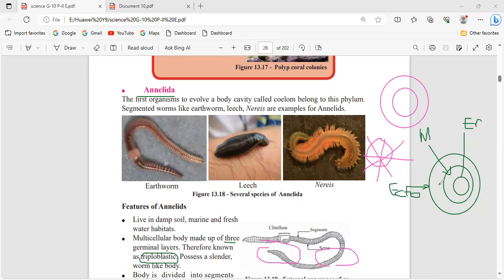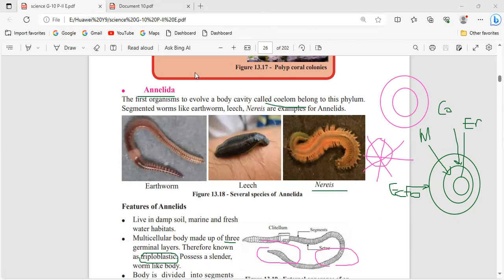And they have a body cavity. That cavity we call the coelom. Coelom is the body cavity. So this is the first organism to have a body cavity, that is called coelom, right? When you consider Annelida, we have organisms like earthworm, leech, Nereis. All of these come under Annelida.